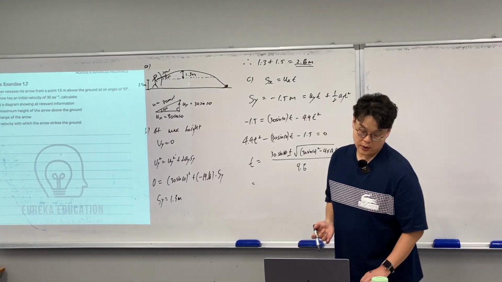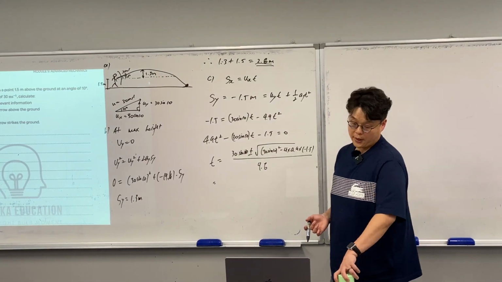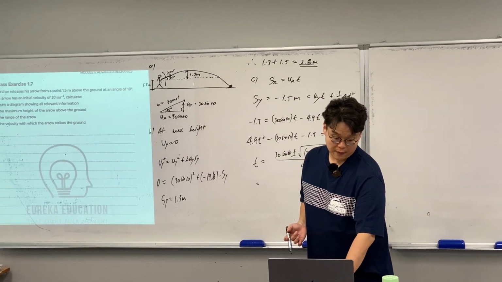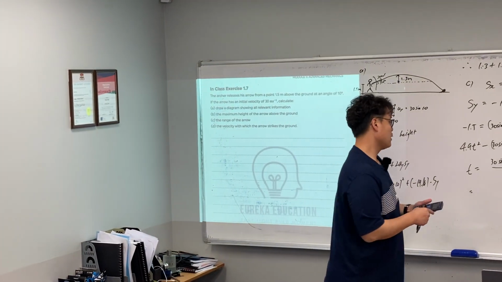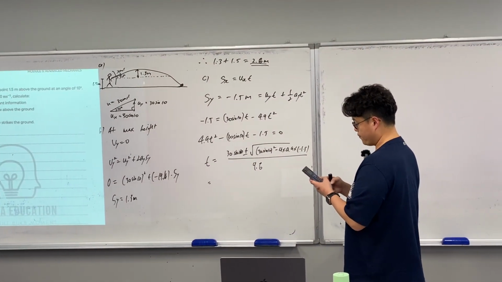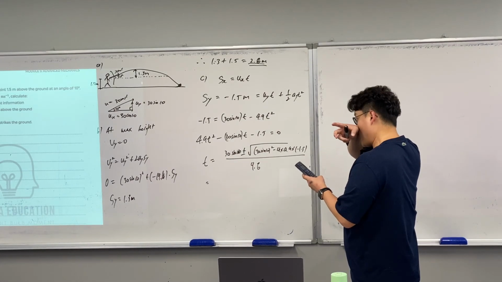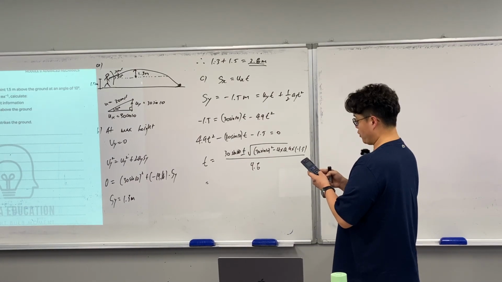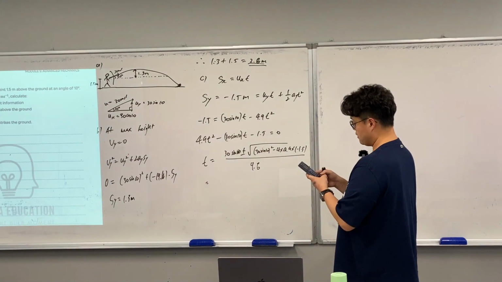Okay, and then what do you do? Put the values in and use your time taken for everything. Can I use my calculator for a while? Yeah. Put everything in here: 30 sin 10, squared, minus 4 times 4.9 times minus 1.5. Put that in your calculator, take the square root of that, and then 30 sin 10 plus that value, divided by 9.8.